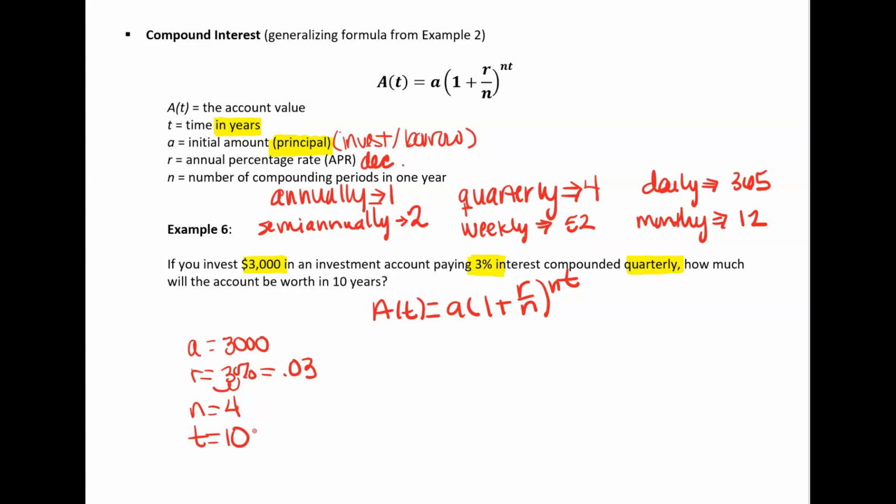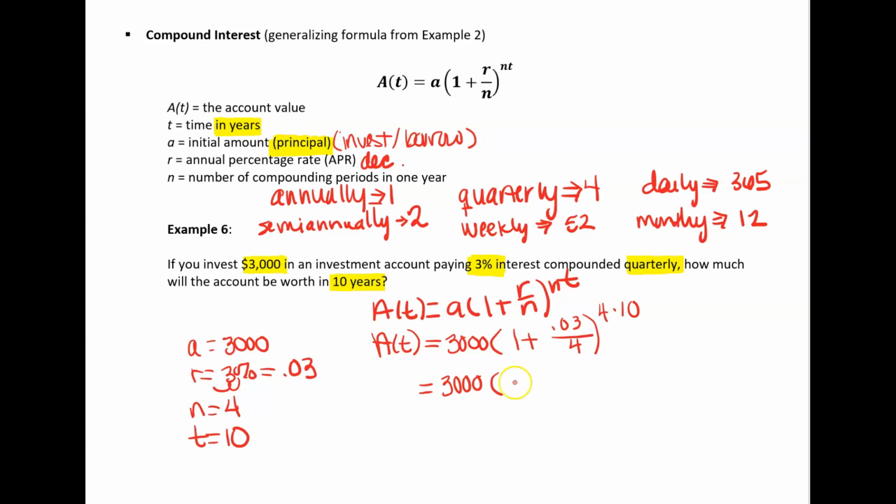So now that I've identified all my variables, I am going to plug into my formula what I'm working with. So I'm going to plug in everything I know. So this will give me A of t, the amount I'm trying to find, the account value, my initial 3,000 times 1 plus my rate, which is 0.03 over 4, my n. 4 is my n and t is 10. Now don't just run to your calculator and plug all that in. Do as much arithmetic as you can before you run to your calculator.